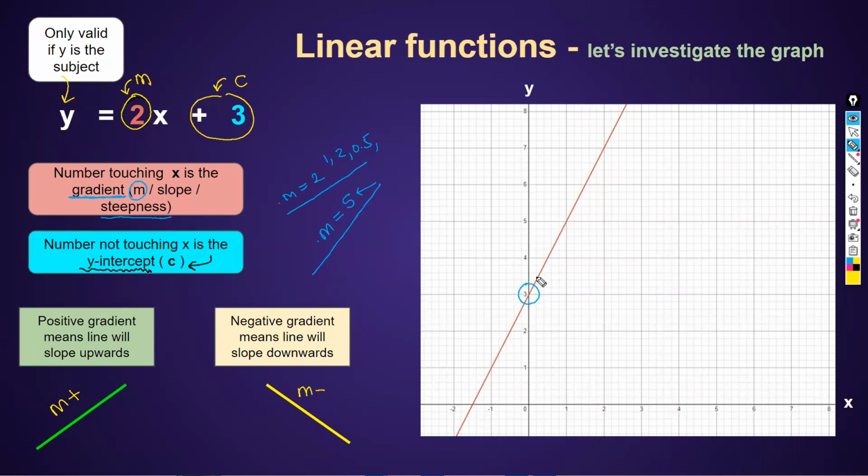Now, here's the thing. I don't know why it is like this in maths. When we're describing the equation of a straight line, people are quick to point out the value of M.